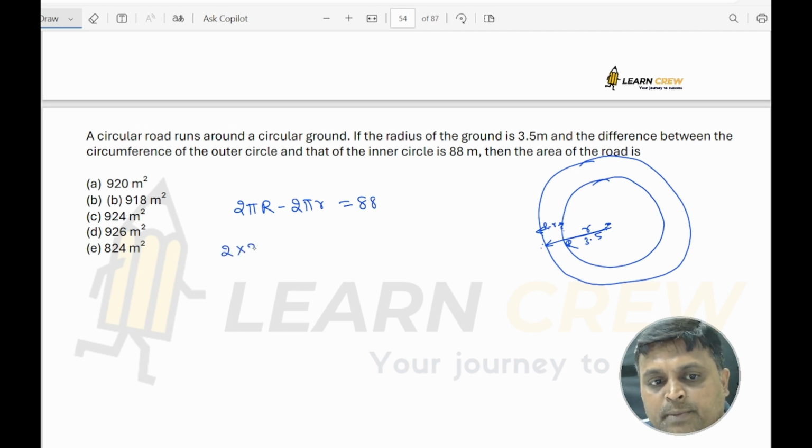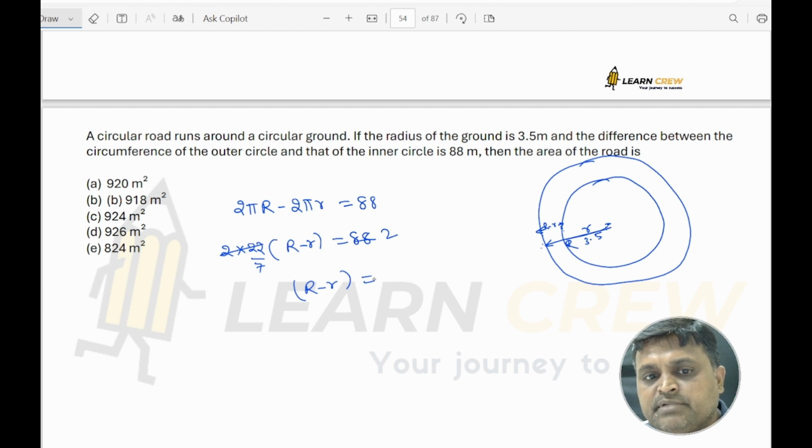2 pi I am taking common. 2 into 22/7 I have taken common. So R minus r is 88. So I got 22 into 2, 44, and R minus r as 7 into 2, 14. Now what is asked here? Small r is already given as 3.5. Therefore, capital R would be 14 plus 3.5, 17.5.